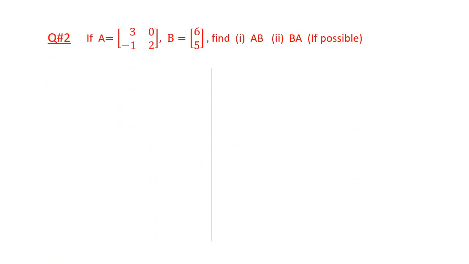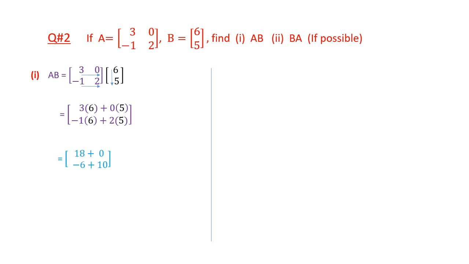Question number 2. We have two matrices A and B and we have to find A into B and B into A. In part 1, first of all we will find AB. To find AB, we will multiply the first row of the first matrix to the first column of the second matrix, like this. And then we will multiply the second row of the first matrix to the first column of the second matrix. And then we simplify and we got 18, 4.